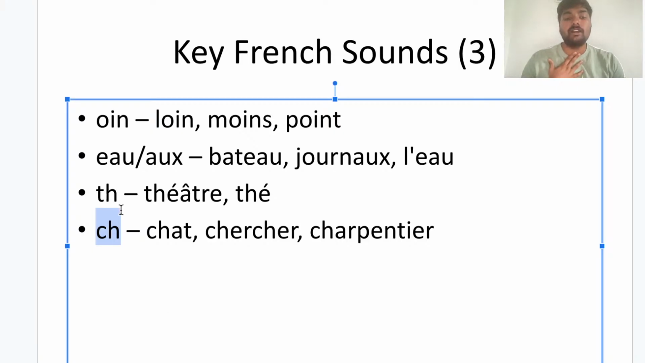Like over here you see CHAT, right? It's spelled as sha. CHER is called as chercher. Chercher means to search, search for something. Next, charpentier means the carpenter. It's spelled like sha.